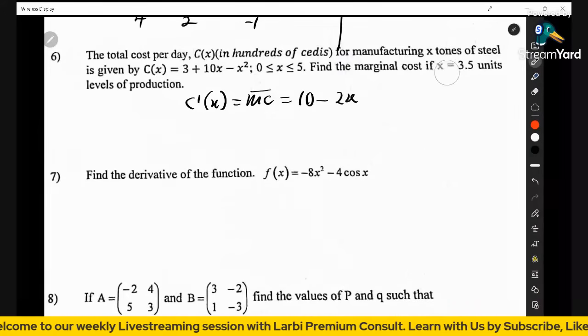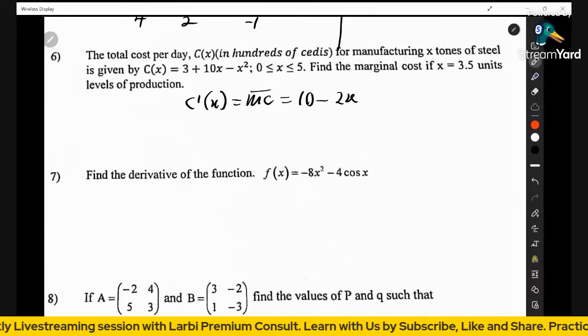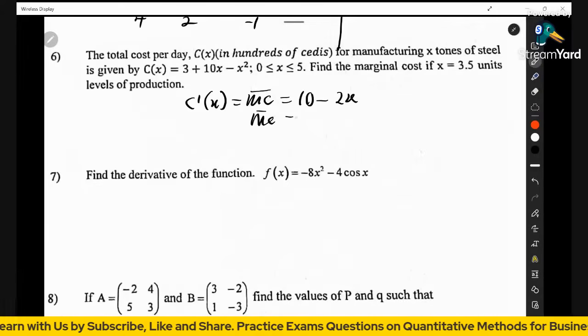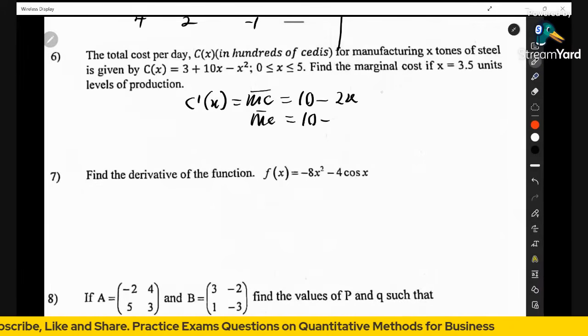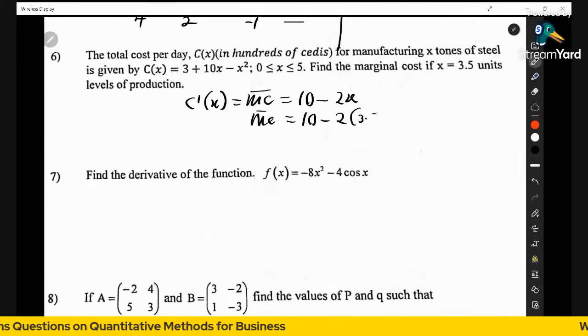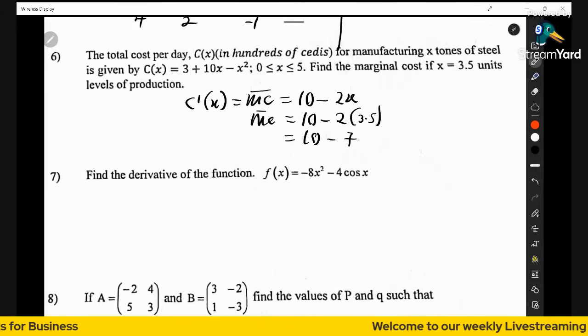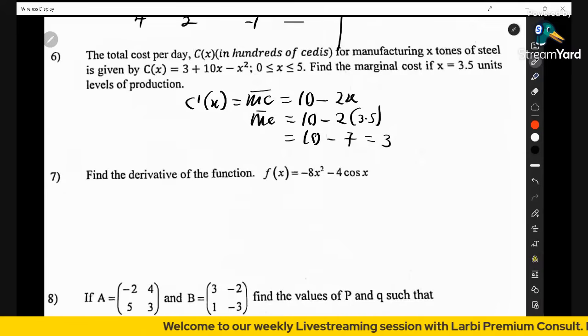So when x equal to 3.5, what will be the marginal cost for 1? But marginal cost, we're talking about the cost of what? Additional cost of 1. So we'll say that marginal cost should be equal to 10. Whenever I see x, I'll substitute what? 3.5 there. So that becomes 2 into bracket 3.5. So I'm going to get 10 here. I'll get 7 here. And I'm getting what? 3 here in that case. So let's take note of that.